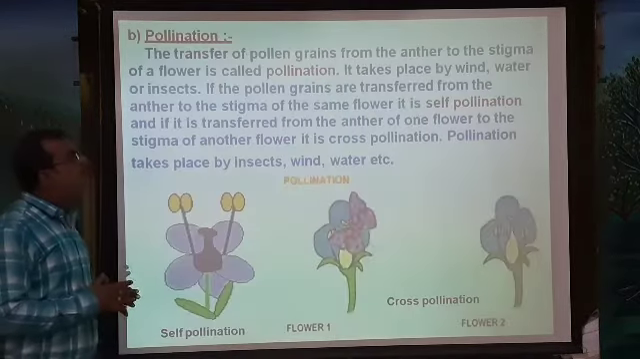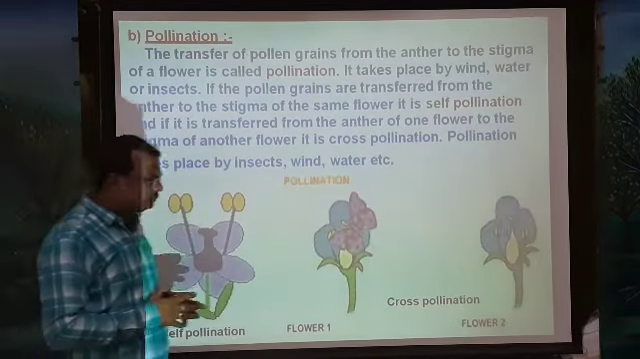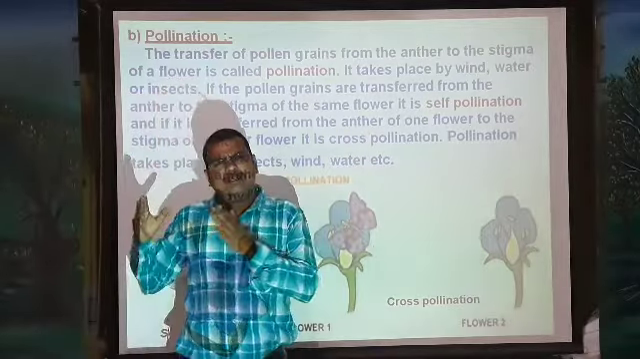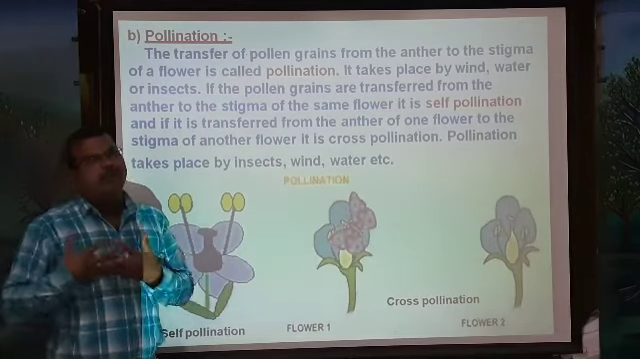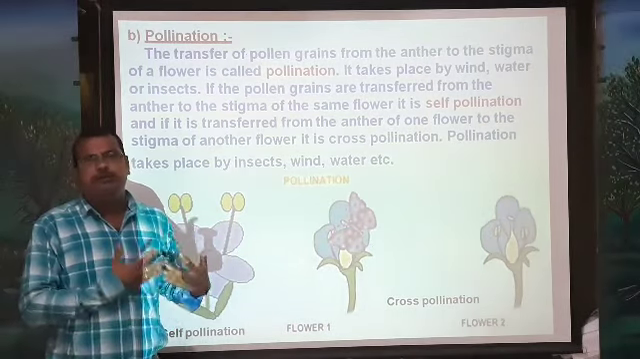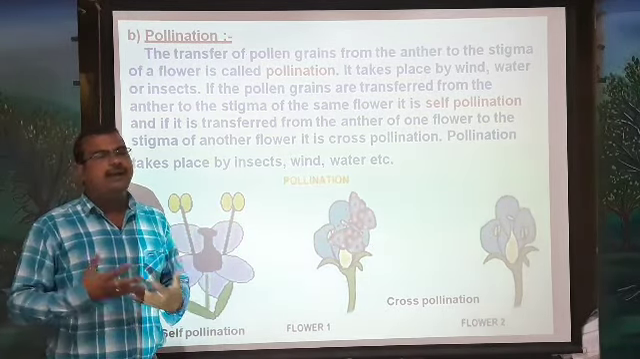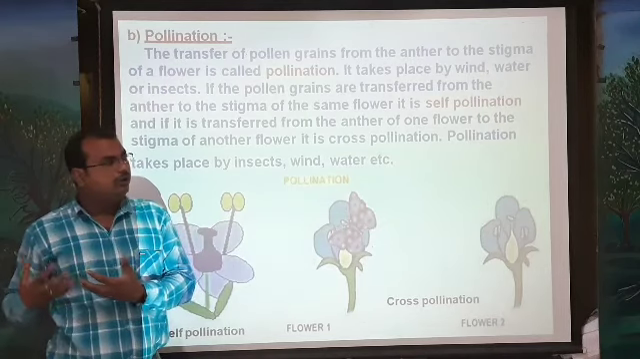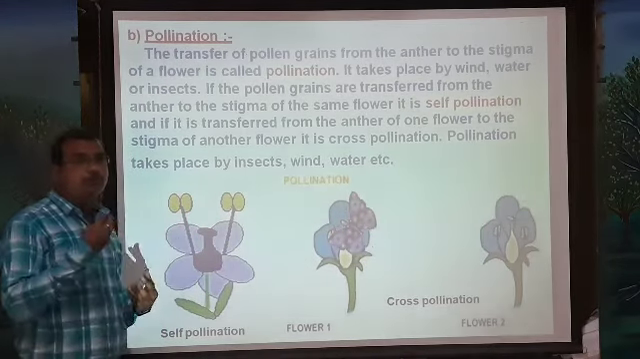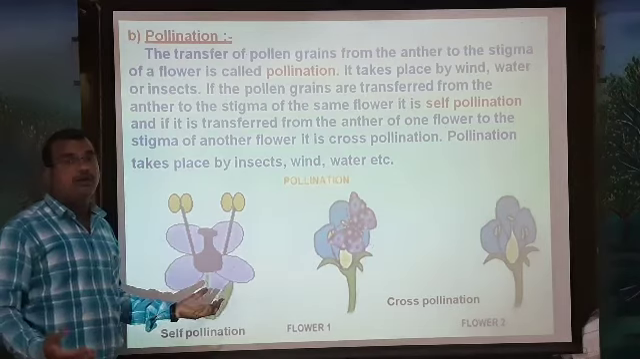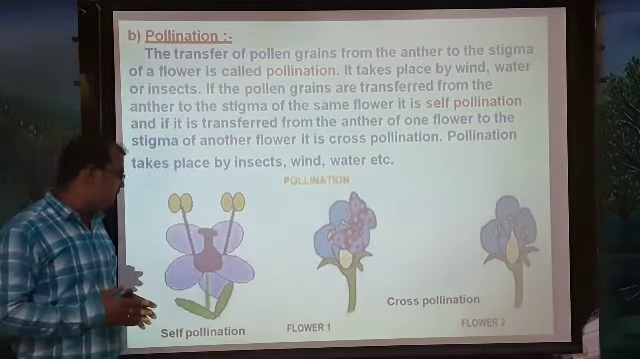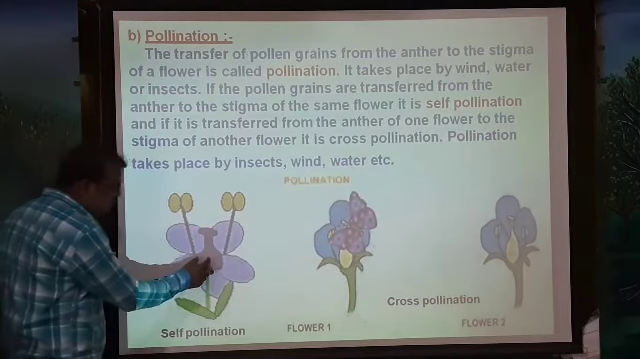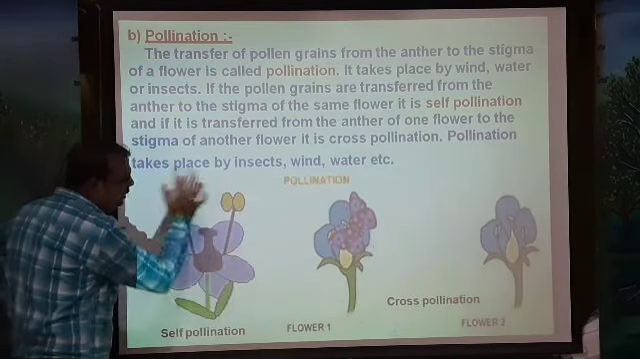The next topic is pollination. Here, the anther, which is present in the stamen, the male reproductive part, and the ovules, which are present in the basal part of the flower, both have to fuse. Here we have seen that this is the ovary and this is the anther.